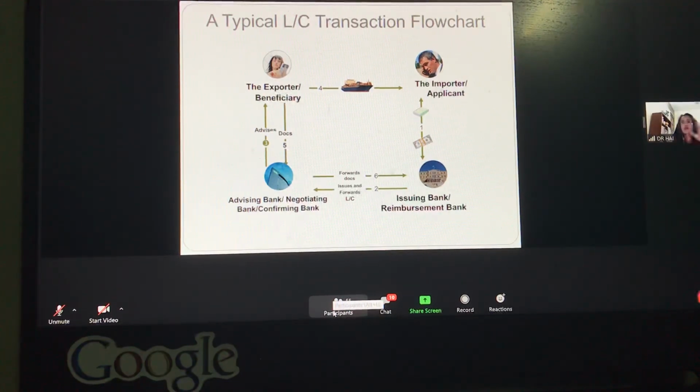Okay, we stop here a little bit. Now, please explain the difference between the nominated bank and the negotiating bank. I give you 1 minute. What are the differences between the nominated bank and the negotiating bank? Okay, 1 minute.